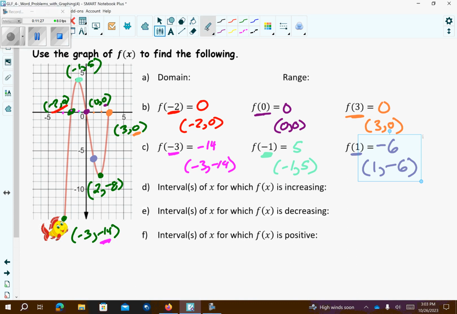So this next problem, we want to talk about where our graph is increasing. So it's increasing as I go to the right, and it's going up. So here is increasing, and here is also increasing. So I am going to use the x values. So this to this is one of the intervals. So -3 to -1. This is not a point. This is an interval. That's where it's increasing. It's also increasing from 2 to 3.